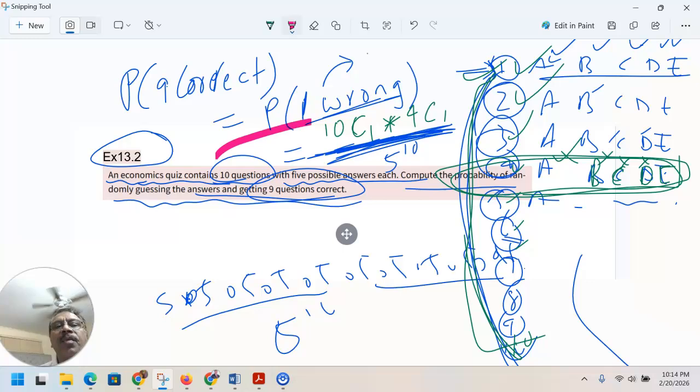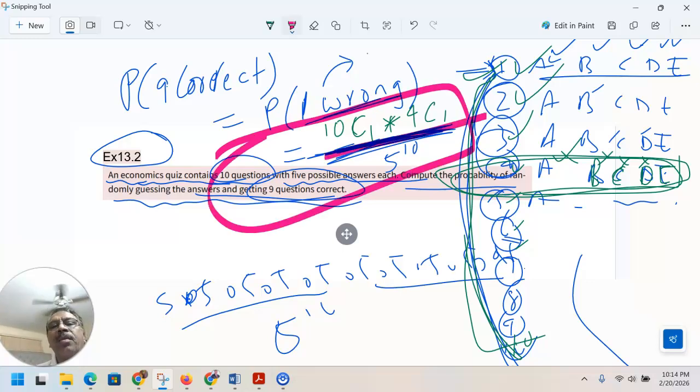Wow, this is so beautiful. If you can understand this, it's really nice to know this.